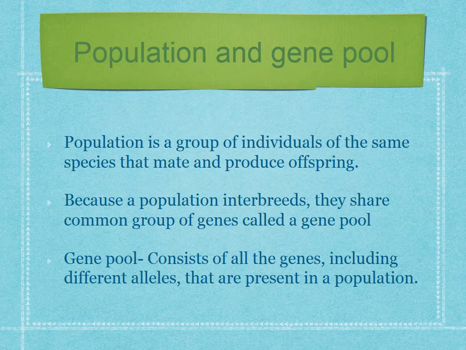Okay? So a gene pool consists of all of the genes, including the different alleles that are present in a population. So a gene pool, I want you to think of a literal pool. And in that pool, we have all these different alleles for traits. For every single trait we have, there is an allele in that gene pool representative of it. And it's almost like picking out of those pools which alleles are present.